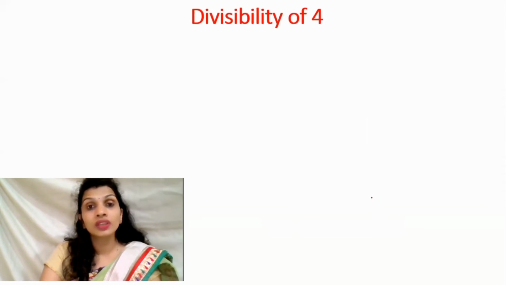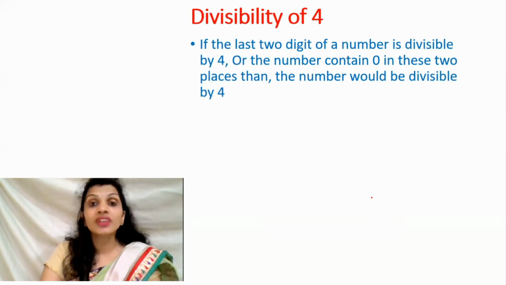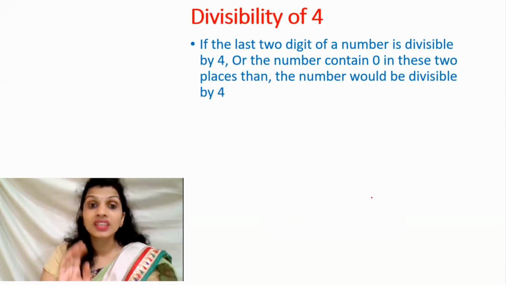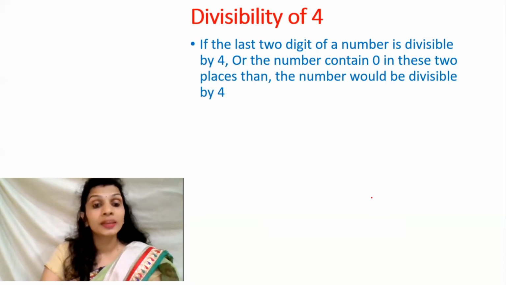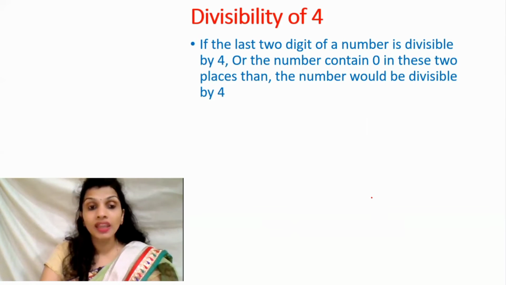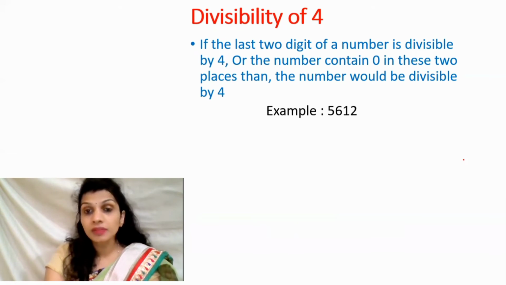Now we are going to learn about divisibility of 4. The rule states that if the last two digits of a number are divisible by 4, or the number contains 0, 0 in those two places, then the number would be divisible by 4. So we are going to understand it with the help of an example. Let us take the example 5612.